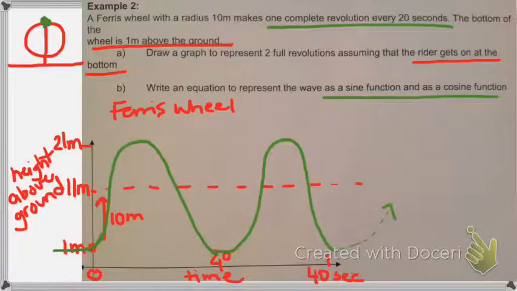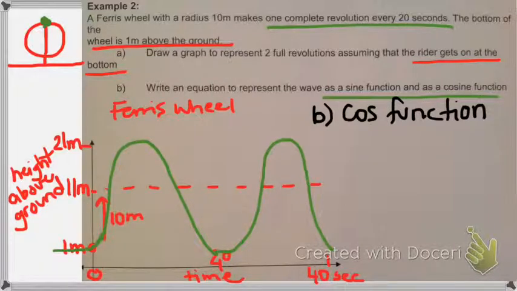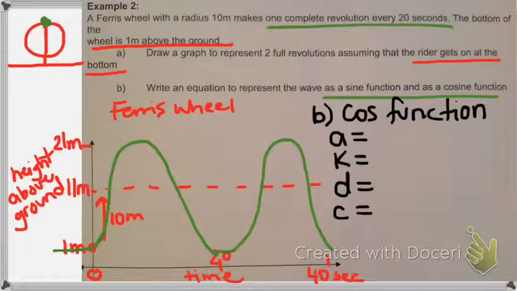That's what we've drawn. So let me just get rid of some of this side stuff here. And let's go to black, and we're going to start with, I'll put B, a cos function. We need to do the same steps as in the first example. I need A, K, D, and C. So amplitude, what is the amplitude? Amplitude, again, this distance here, that's A. A is 10.